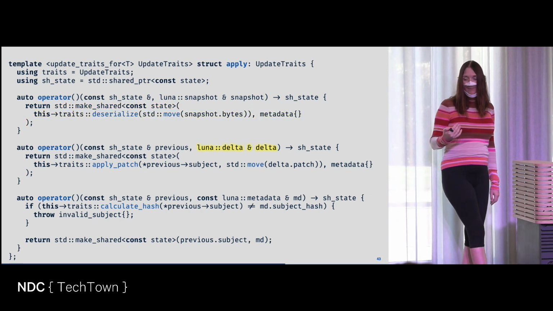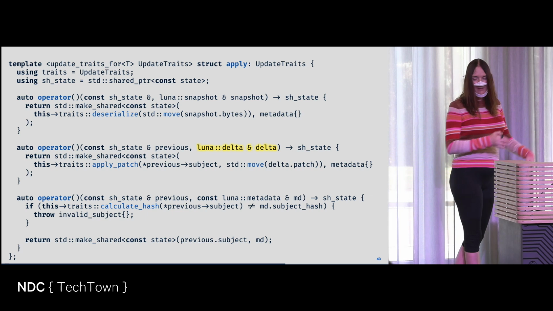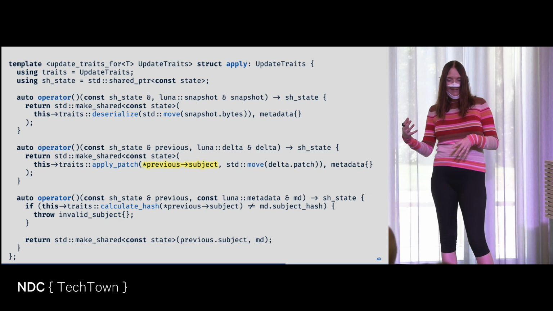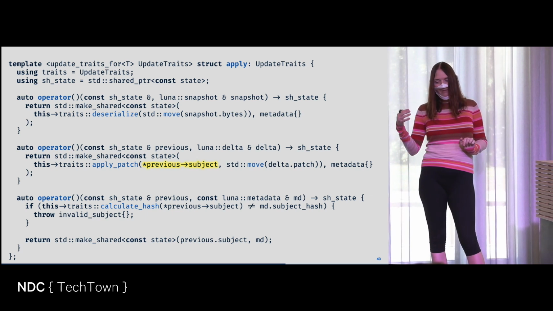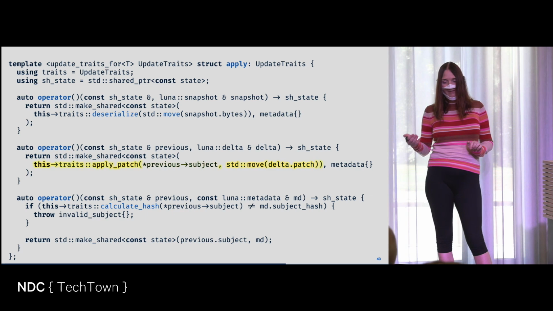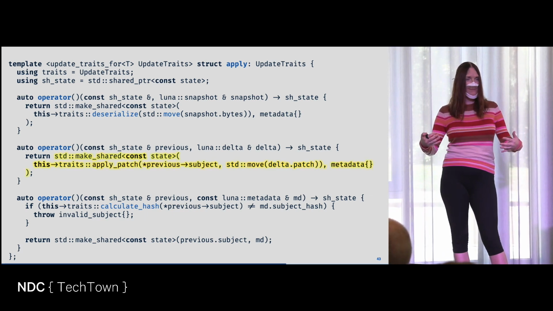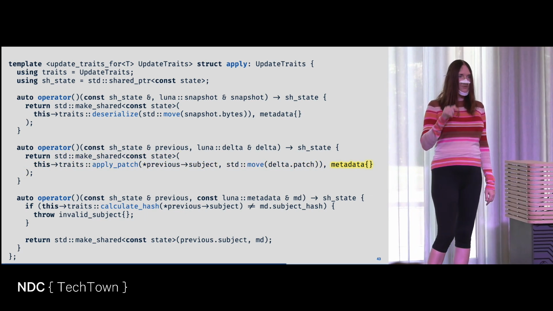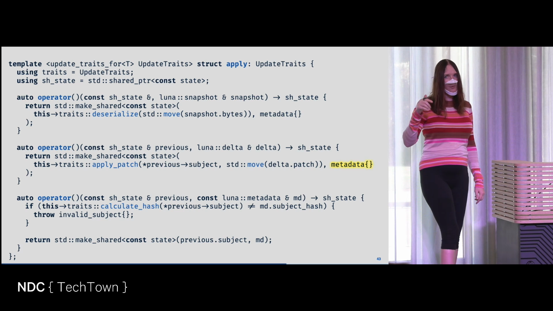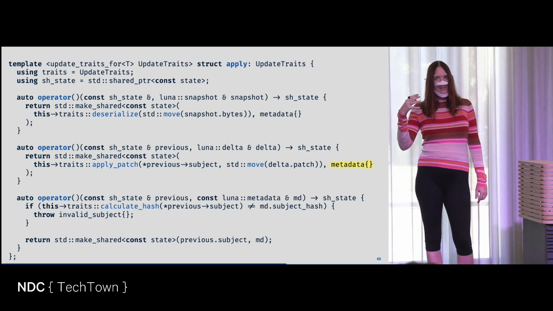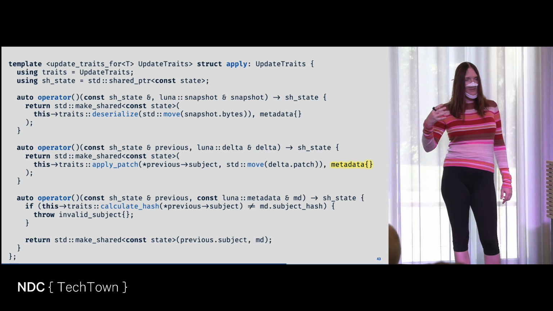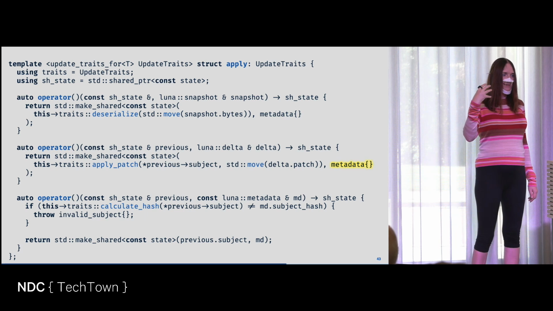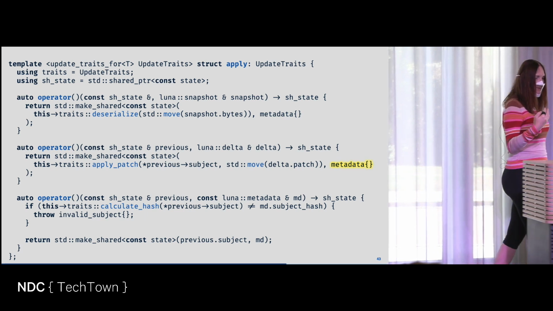If you get a delta, you need to have the previous state. So you apply, from traits, the apply patch function to your subject with your delta patch, and create a new state with make shared, and return it. Again with empty metadata, because when you download it the first time, you always download a metadata object. So all paths, if you apply them in reverse order, will end with metadata.